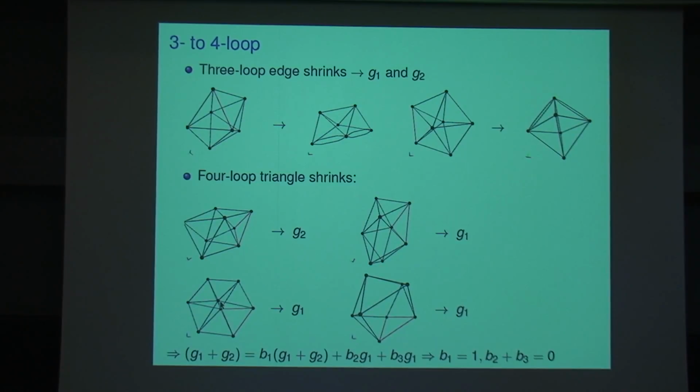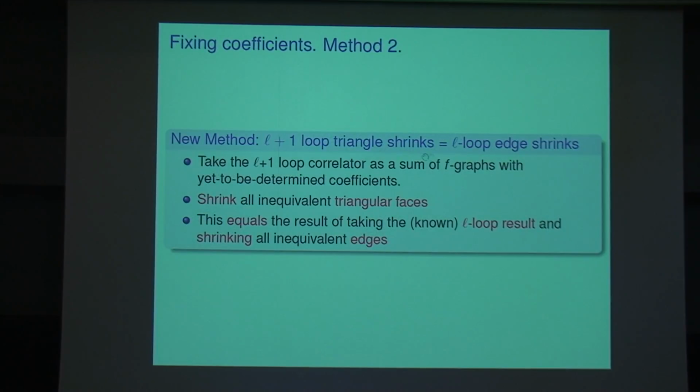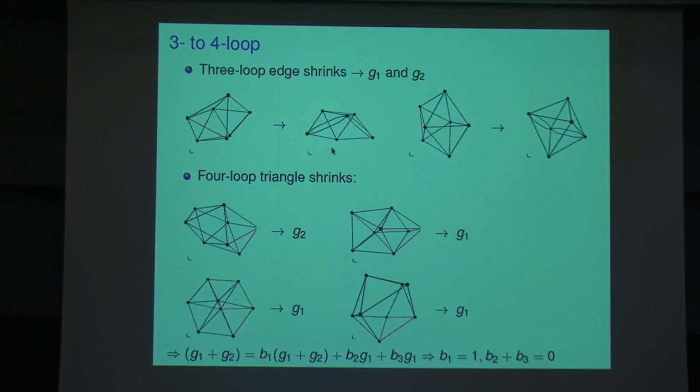And now there's 3 other graphs, so that one gives me G1 if I shrink a triangle, that one also gives me G1 if I shrink a triangle. So in this way I get an equation. If you buy this criterion, this gives me an equation. It tells me that the edge shrinks. These are fixed. This has coefficient 1. This is a 3 loop guy. It has a coefficient 1.